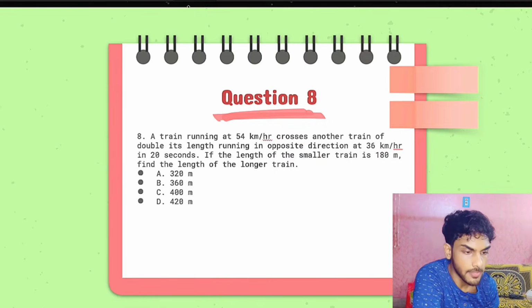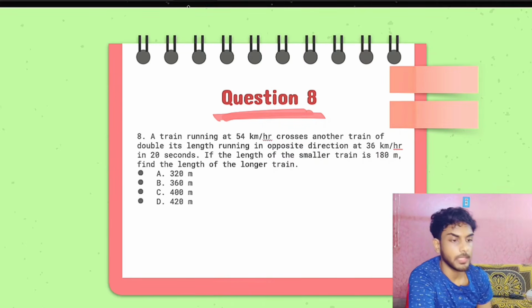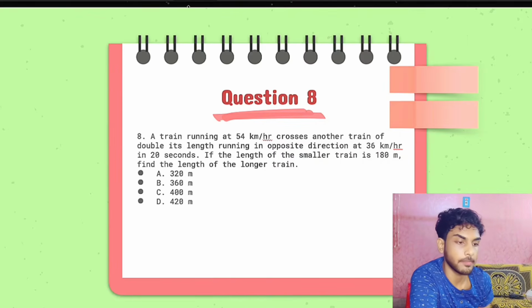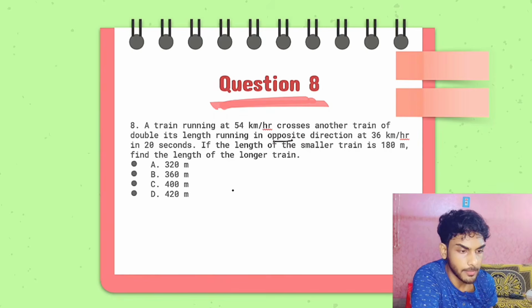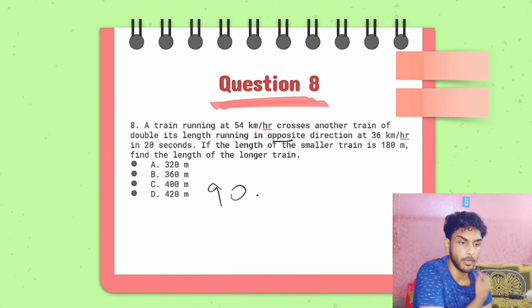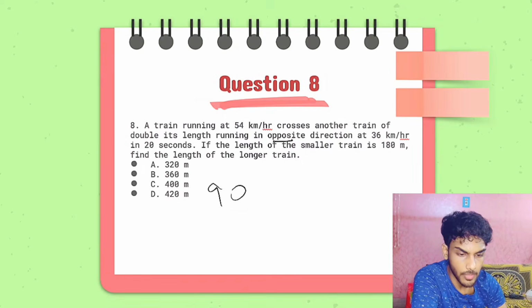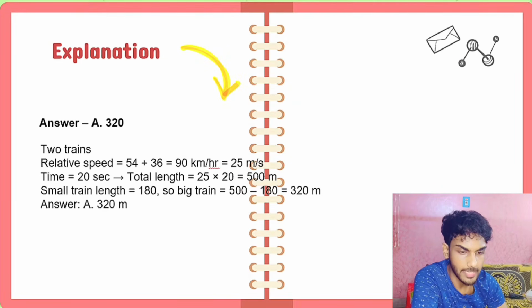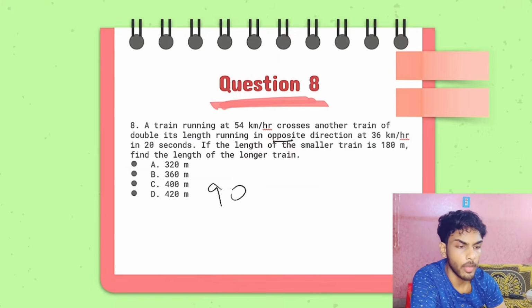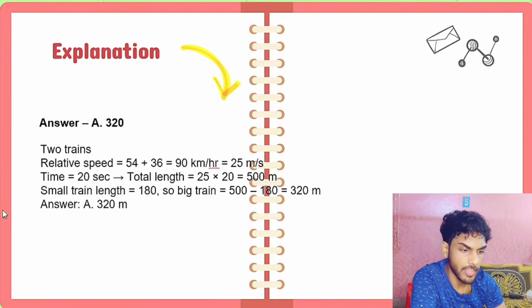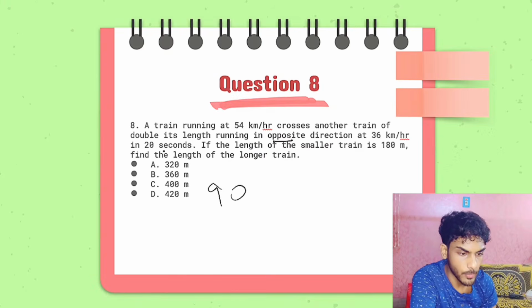See, what we need to do here is, opposite direction. This is the keyword. Opposite direction means we need to add up. So if we add both the speeds, it will be 54 plus 36. It comes to 90, right? Yep, if I'm not wrong, it's 90. The solution here is also given, 90 km per hour, which converted into meters per second is 25 meters per second. Total time is also given as 20 seconds.